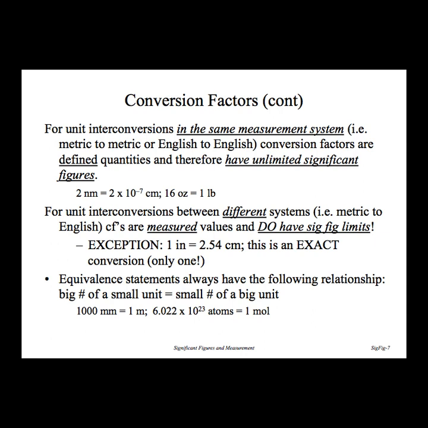Equivalent statements also have another relationship. If you have a big number of a small unit, you'll have a small number of a big unit. So for example, 1,000 millimeters is 1 meter. A millimeter is a small unit, so a lot of that is going to be equal to a small number of a bigger unit, in this case, the meter. 6.022 times 10 to the 23rd atoms is 1 mole. Once again, a small unit, an atom, and a big unit, a mole, and you can see we have a big number of a small unit, small number of a big unit.